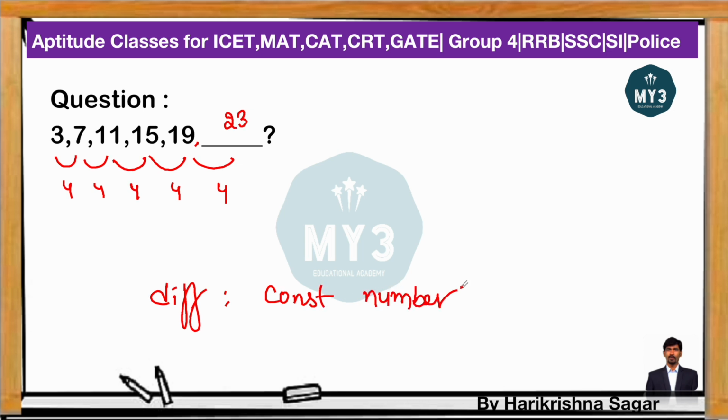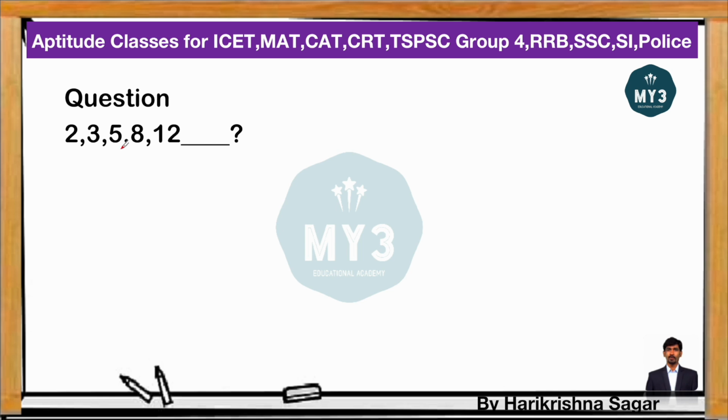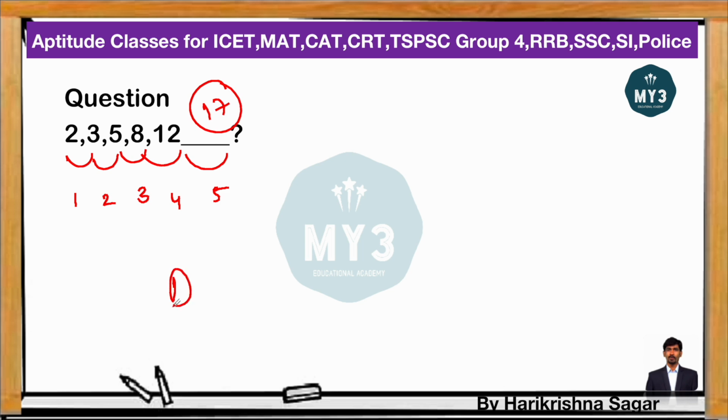Let's take one more example. If you observe this, 2, 3, 5, 8, 12, they are asking the next term. Difference here is 1, difference here is 2, difference here is 3, difference here is 4. That means the next difference is going to be 5. That means answer is 12 plus 5, which is 17. Here we can say that differences are natural numbers as 1, 2, 3, 4 and so on.